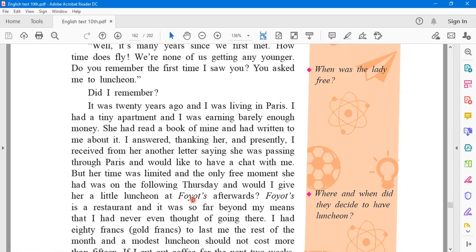Foyot, it's a French word, afterwards. Foyot is a restaurant, and it was so far beyond my means that I had never ever thought of going there. So, 20 years ago, when the writer had just started writing, he was hardly earning any money. This particular lady had read a book that was written by him and had praised him. And the writer was flattered by the compliments that she paid him.